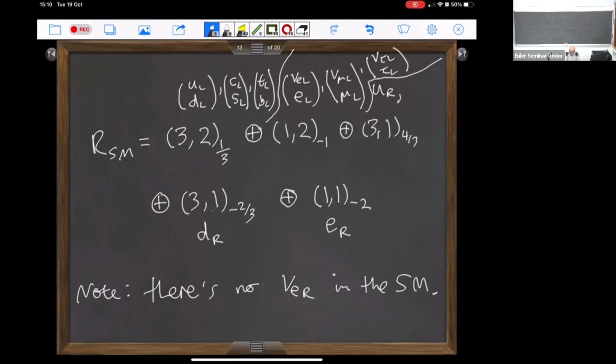And then here you'd have U right, C right, T right, and here you would have D right, S right, and right-handed bottom quark, and here you would have right-handed muon and right-handed tau. So that's all of the fermion quantum number assignments, if you like.